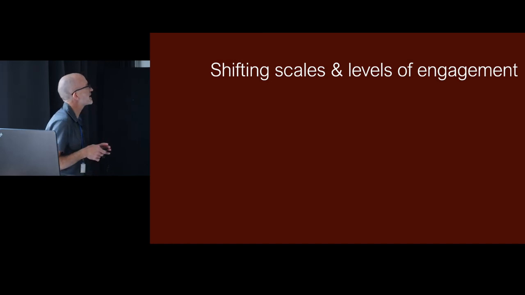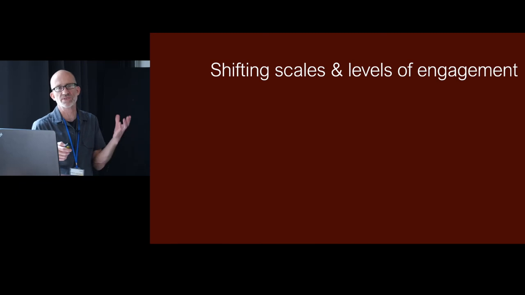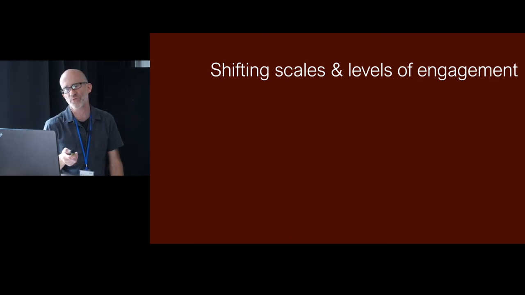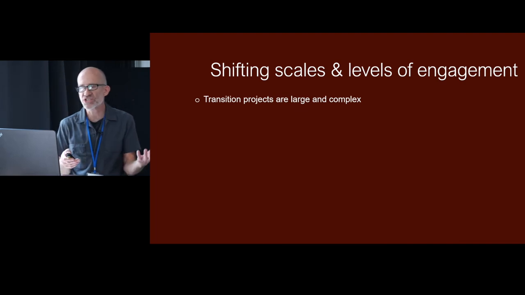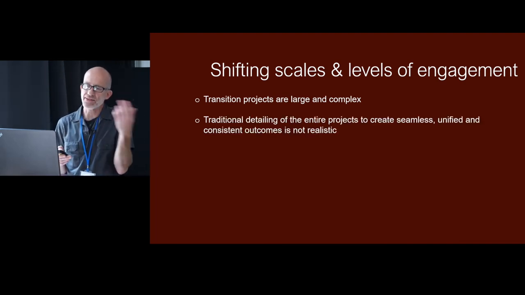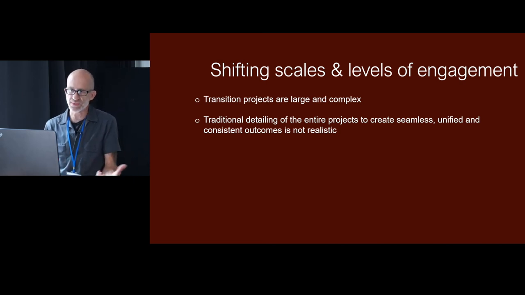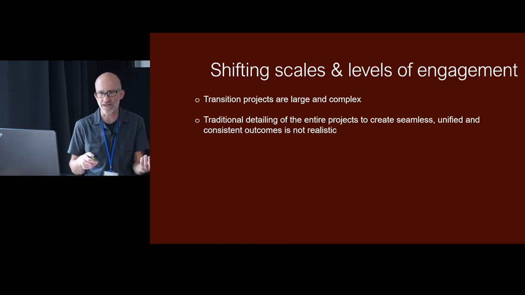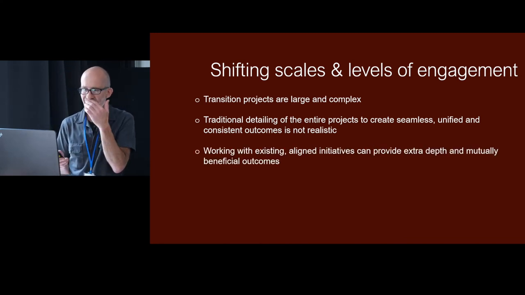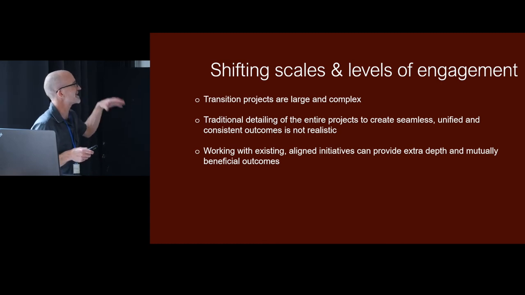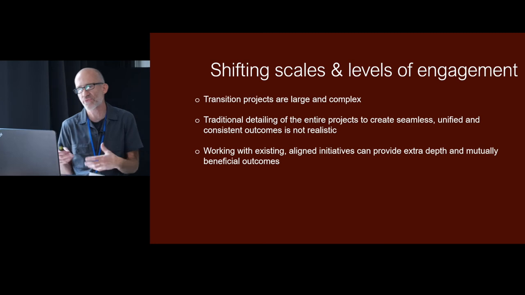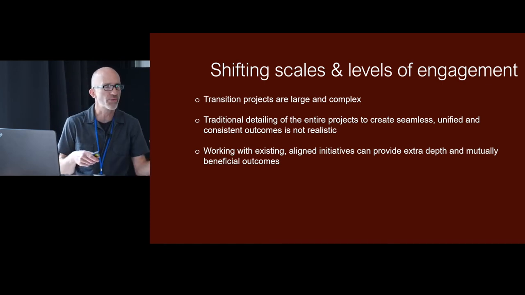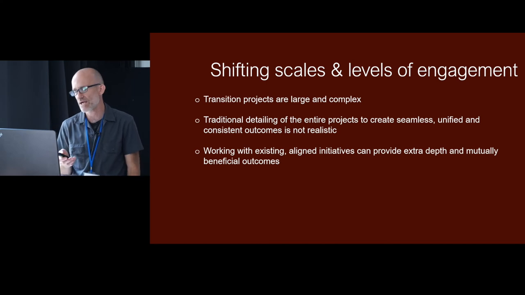Okay, and then another thing we look at is this shifting levels of engagement, which Terry was talking about, like trying to tie in these projects and work at multiple levels, and having a richness or an ecosystem of projects. Transition design projects are obviously large and complex, and a traditional way of detailing an entire project to create a seamless, unified, and consistent outcome is simply not realistic, especially for the students involved and the timeframes involved. So what we try to do is get the students to work with existing aligned initiatives that can provide extra depth and are mutually beneficial to their projects, so that they're not designing the whole thing, but they're designing aspects of it which link into these other ecosystems.